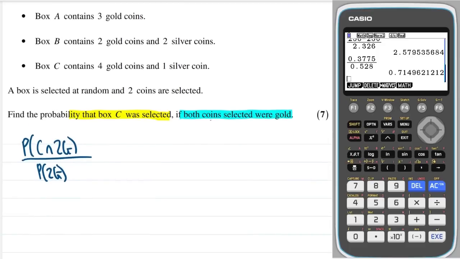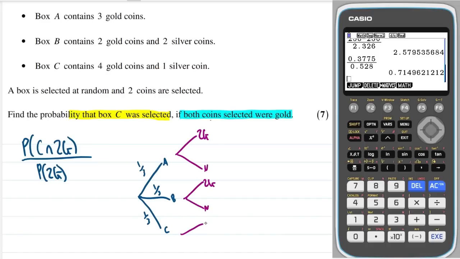Okay, so I'm going to go ahead and draw a tree diagram. A, B, C, 1/3, 1/3, and 1/3. And then I'm going to just do 2 golds or not, 2 golds or not, 2 golds or not.